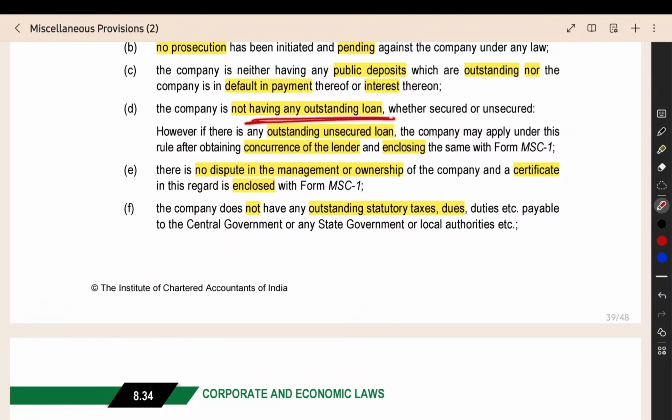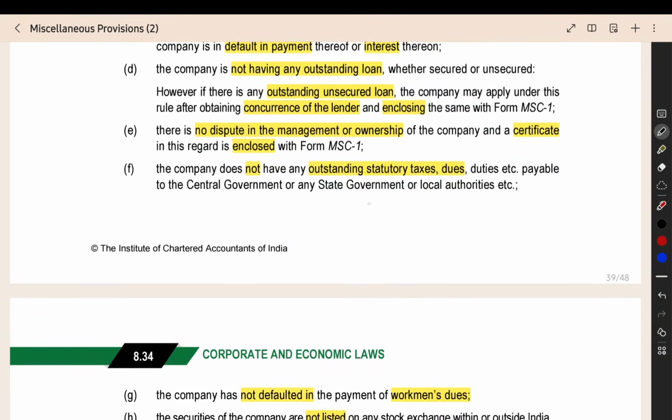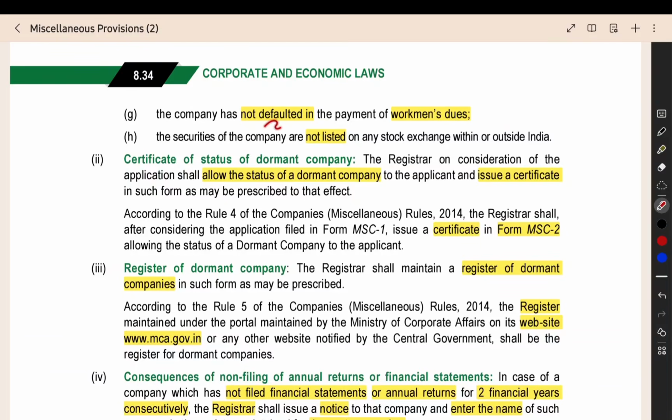Then not having any outstanding loan. If there is any loan also, you have to get the consent of the lender. Generally, there should not be any loan. No loan should be there in the name of the company. But if you have a loan, you have to get the consent of the lender to declare the company as a dormant company. Then there is no dispute in the management or ownership. There is no outstanding tax payable. You did not default in the workmen dues. For the employees, you did not make any default in the payment.